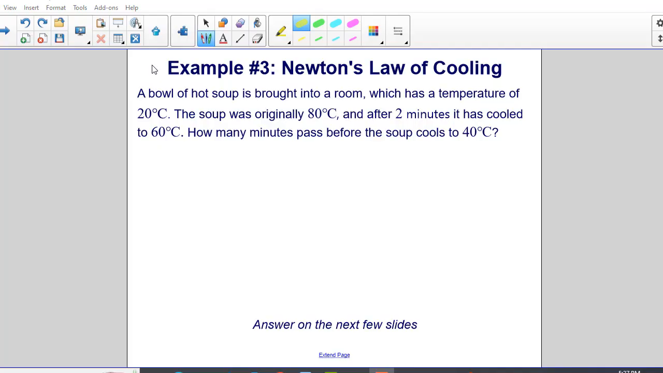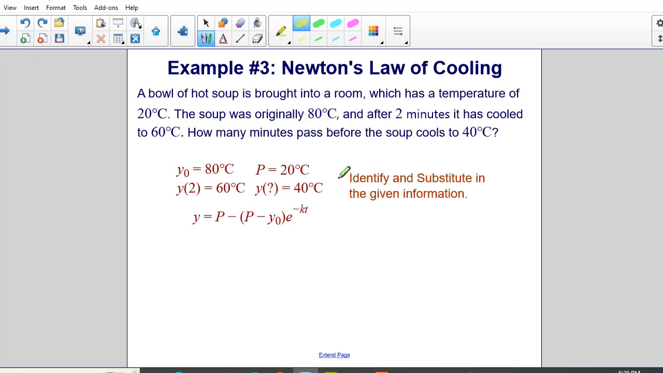Example number 3, Newton's law of cooling. A bowl of hot soup is brought into a room which has a temperature of 20 degrees Celsius. The soup was originally 80 degrees Celsius, and after 2 minutes it is cooled to 60 degrees Celsius. How many minutes pass before the soup cools to 40 degrees Celsius?